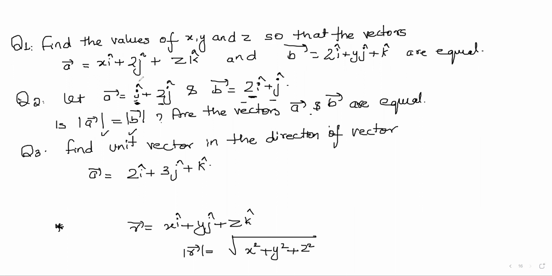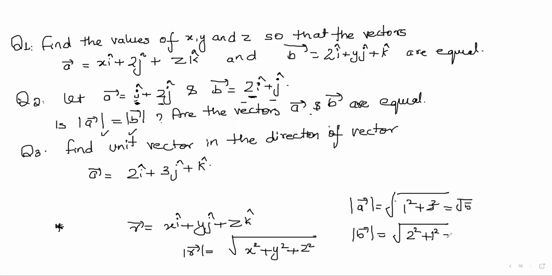So here, if you find the magnitude of A, that will be under root of 1 square plus 2 square, that is under root 5. You will find magnitude of B is also under root of 2 square plus 1 square, which will give you root 5. But if you see both the vectors, the vectors are not equal because their I component and J component are different. Okay, is it fine, Umair? Yes, sir. Okay, great.